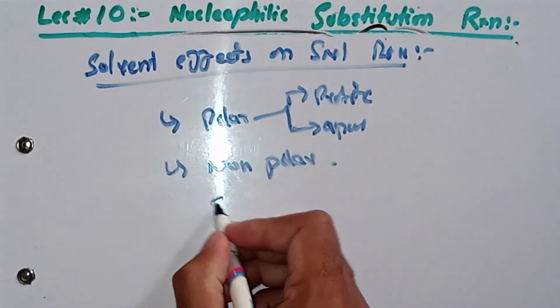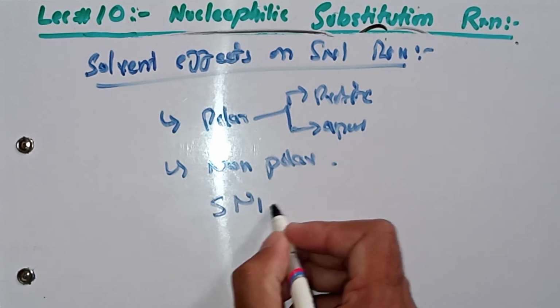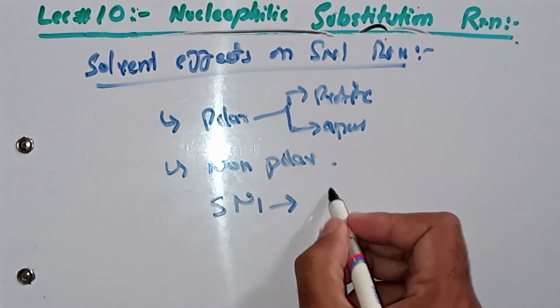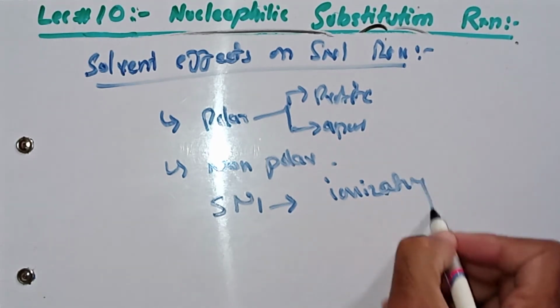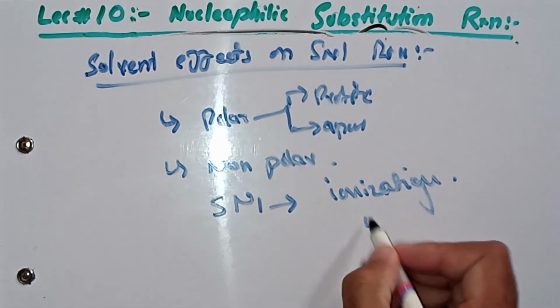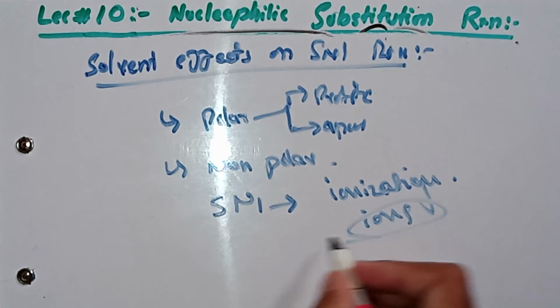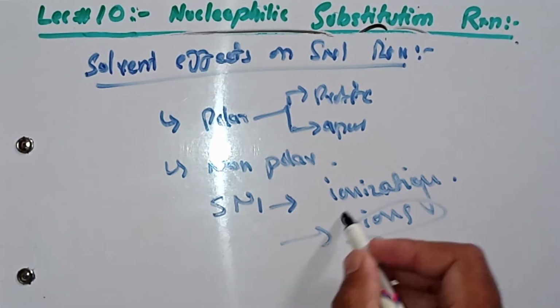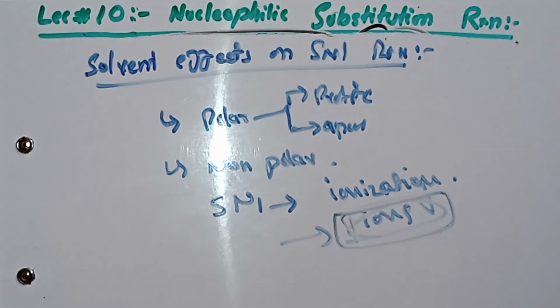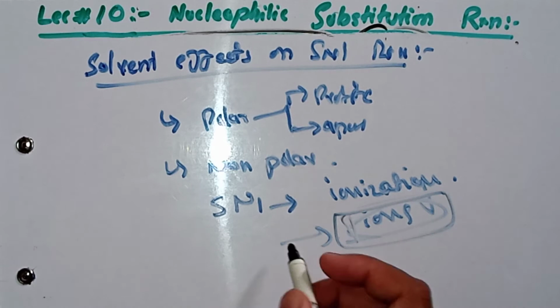Also, we know that in the Sn1 reaction, due to ionization, ions are produced in the first step of the Sn1 reaction. So the ions will become stable. When the ions are stable, it means that the reaction will go very rapidly. The marker is not properly working. Let's change.